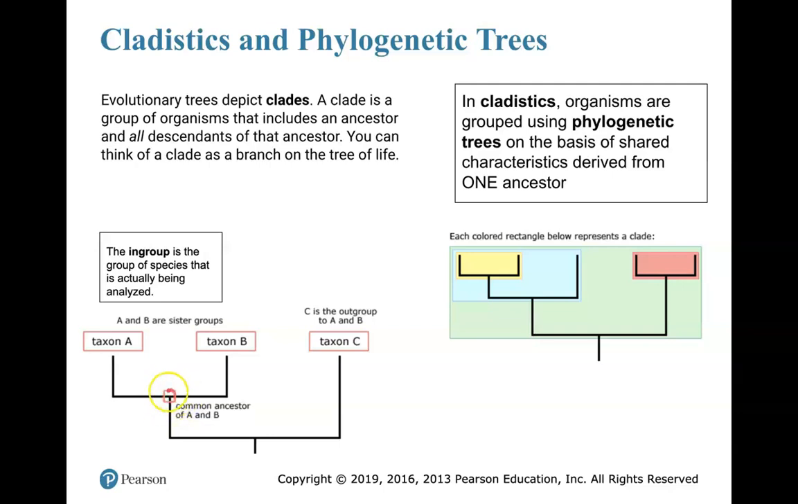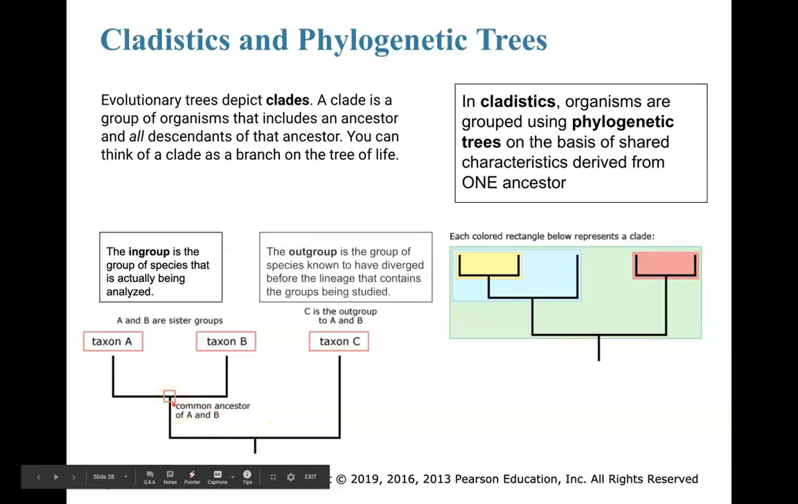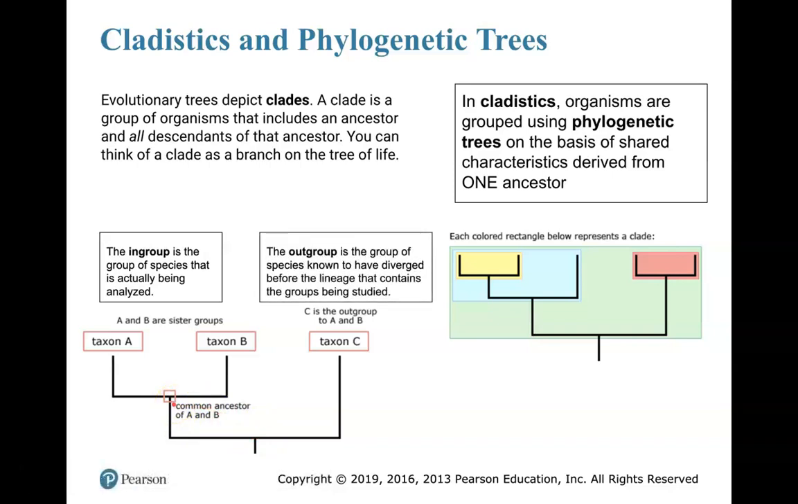You wouldn't be analyzing anything going backwards from that branch because you want the descendants. You have to go further back to include taxon C. Taxon C is not included for this ancestor. It is for this ancestor, but we're not considering this one. We're considering this one. So taxon C is known as the outgroup. It's the species that diverged before the lineage that you're studying. So the in-group is what you're considering, that clade, and the out-group is everything outside of that clade.